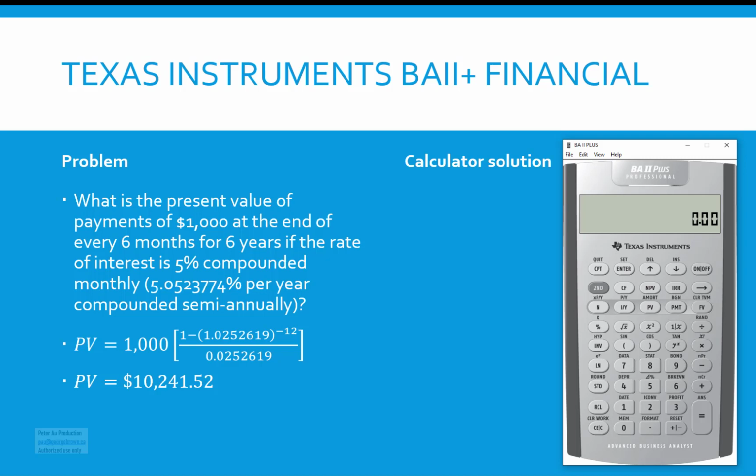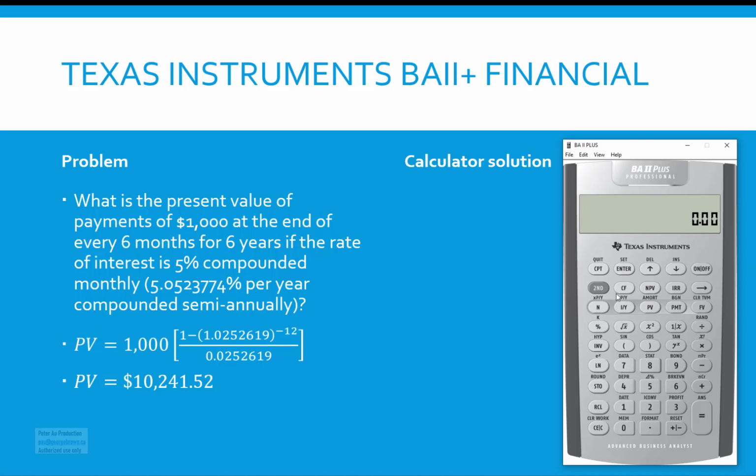What is the present value of payments of $1,000 at the end of every 6 months for 6 years if the rate of interest is 5% compounded monthly, which is 5.0523774% per year compounded semi-annually? The mathematical solution is shown. The calculator solution is as follows.